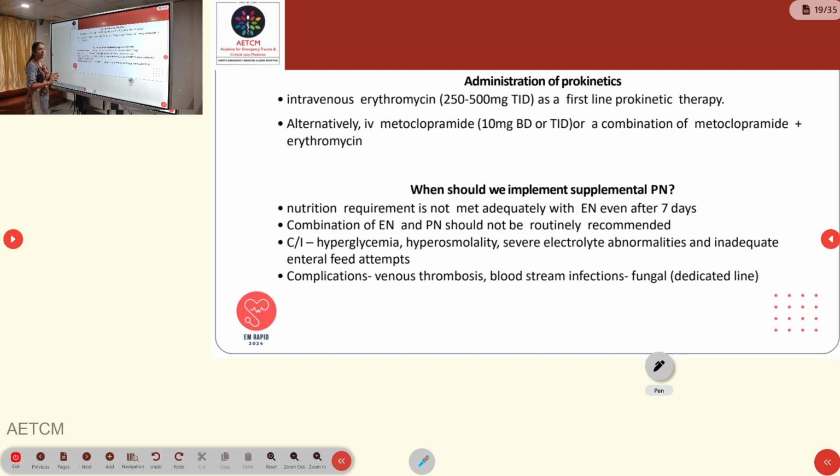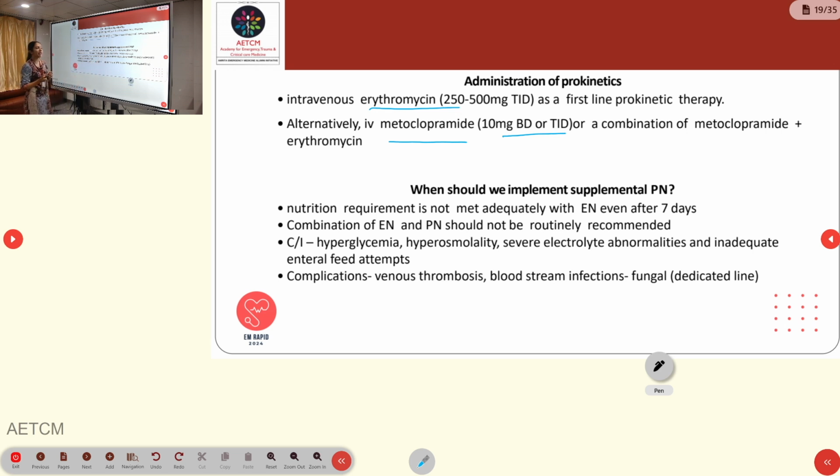And sometimes in these patients we can try prokinetic agents, to see if the patient is able to tolerate the feed based on prokinetic agents or not. So either we can give intravenous erythromycin 250 to 500 TID, or alternatively we can give metoclopramide along with erythromycin. So metoclopramide, if you are giving, 10 mg BD or TID can be given.